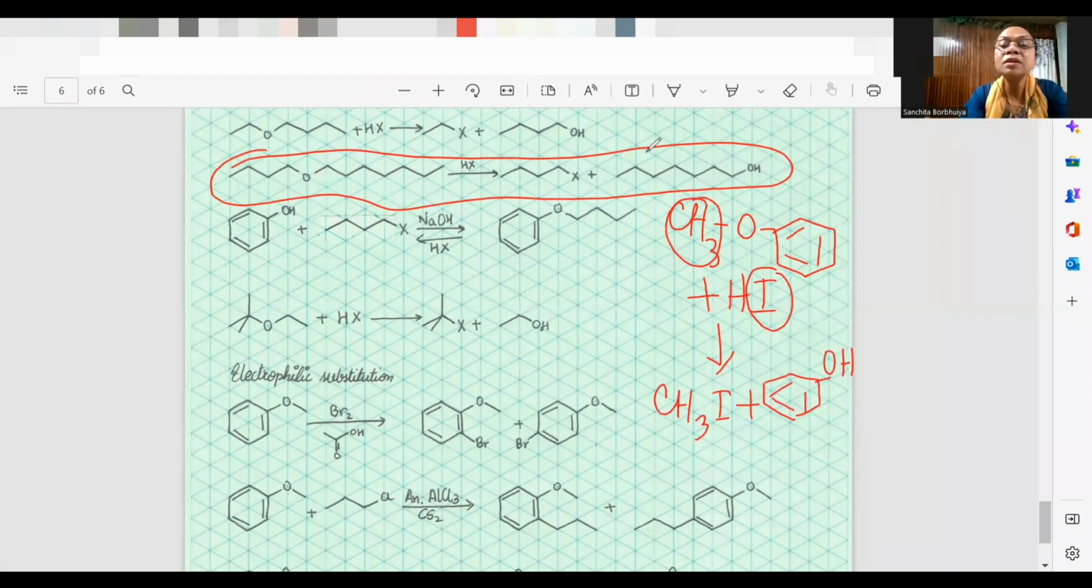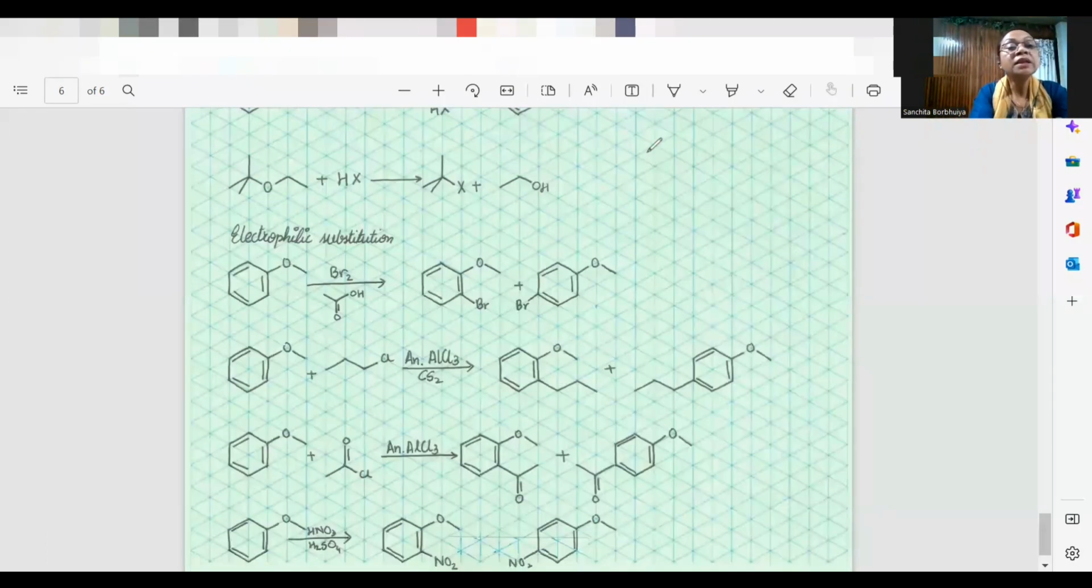Okay, so here the logic is that there is a lot of double bond character. So naturally, it is difficult to break the benzene carbon and the oxygen bond. So that bond remains intact. So you get phenol along with the alkyl halide. Here there's a second example with a difference.